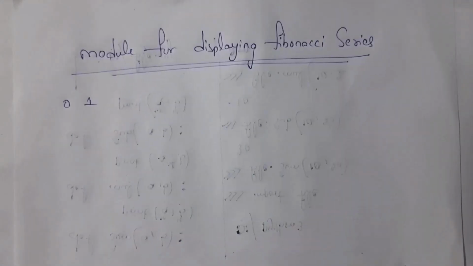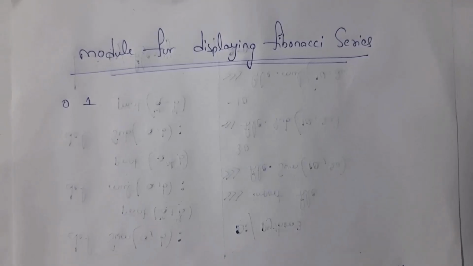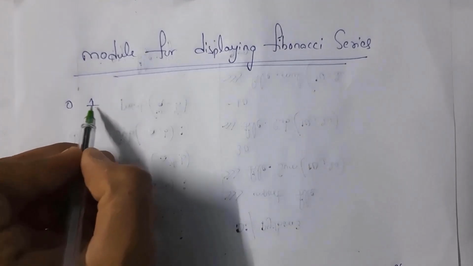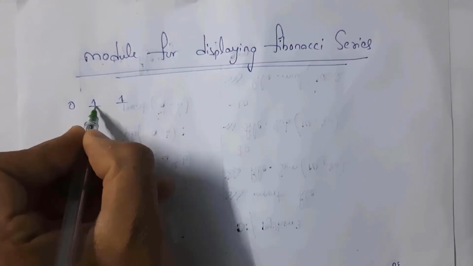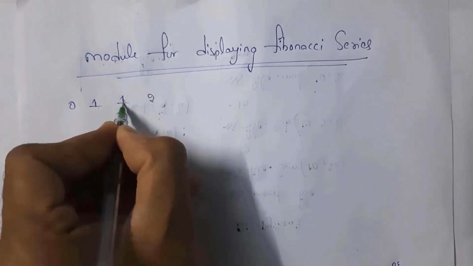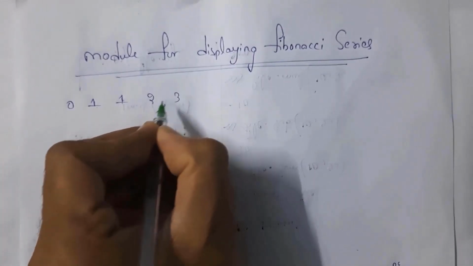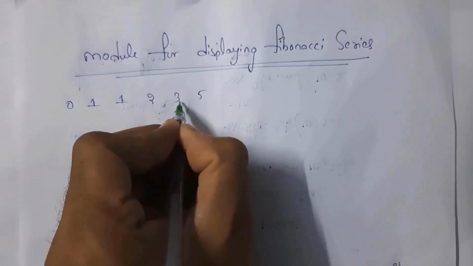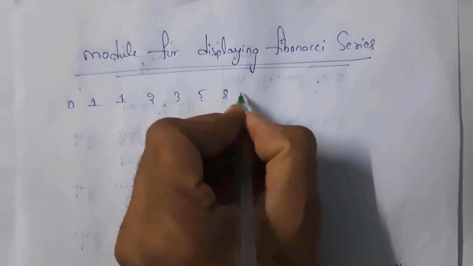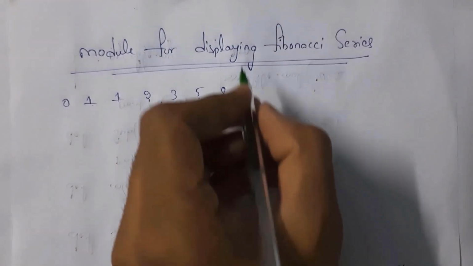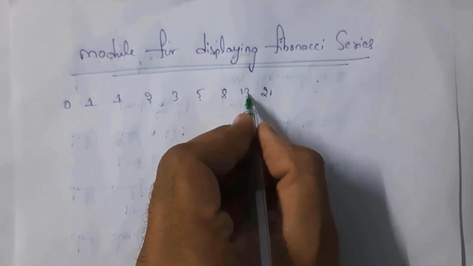Next I will create a module for displaying the Fibonacci series. At first it will take 0, and next it will take 1, and it will add this 0 and 1. 0 plus 1, that is 1, and again it will add 1 plus 1, that is 2, and again 1 plus 2, that is 3, and 2 plus 3, that is 5, and next 3 plus 5, that is 8, and again 5 plus 8, that is 13, and 8 plus 13, that is 21, and next 21 plus 13, that is 34. This is the Fibonacci series.